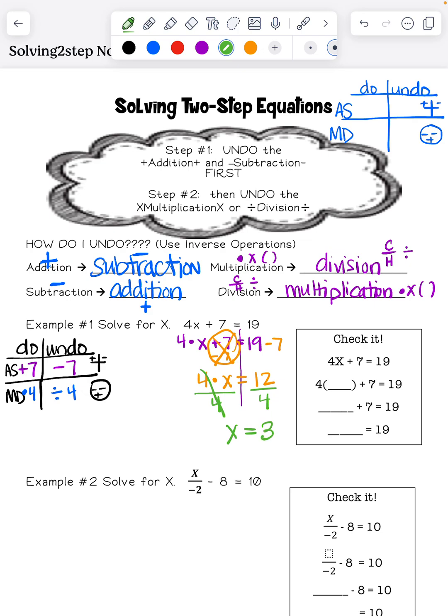I did not have to use my integer man because, again, there were no negatives. So my answer is x equals 3. Now I need to check my answer. I need to make sure without a doubt that I got the right answer.